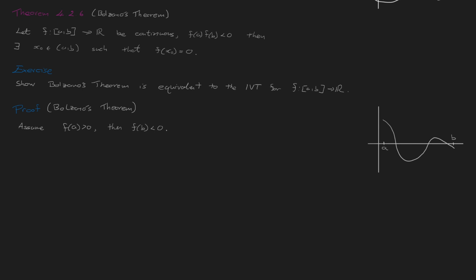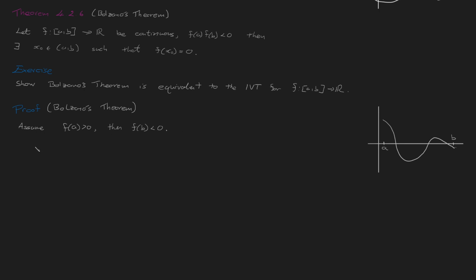To make things even easier, I'm going to assume that f of a is greater than 0, and then because the product must be less than 0, that tells me that f of b is less than 0. This is just so that I can have a clear picture in mind. So a similar function to the one above, and we're asking the question, show that there exists some x0 such that the function f of x at x0 is equal to 0.